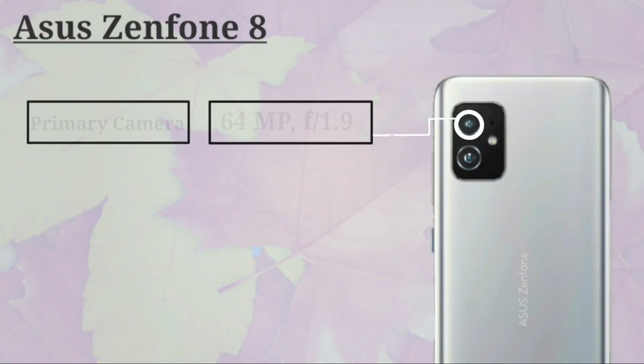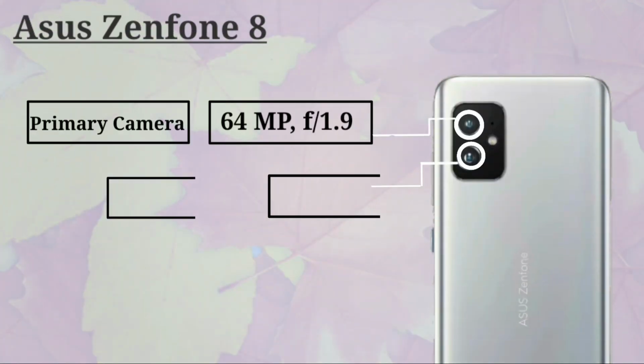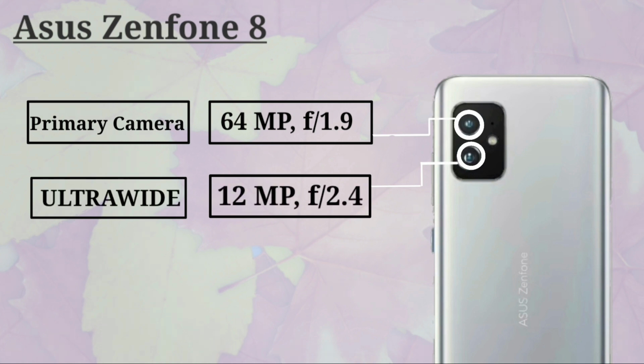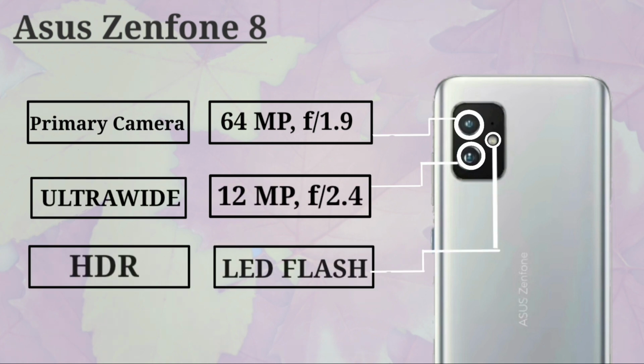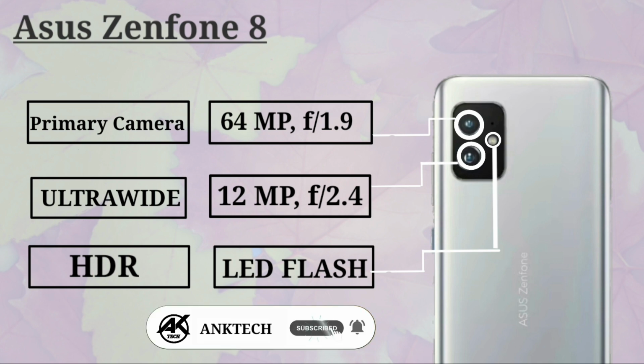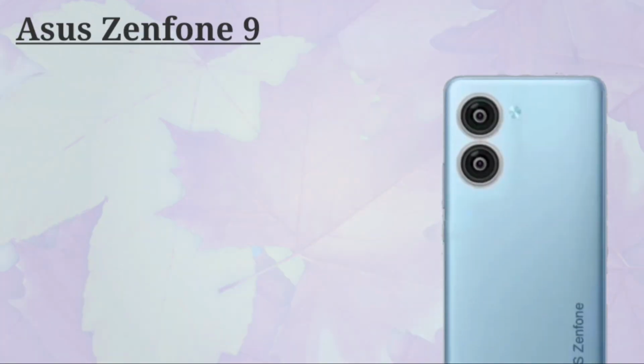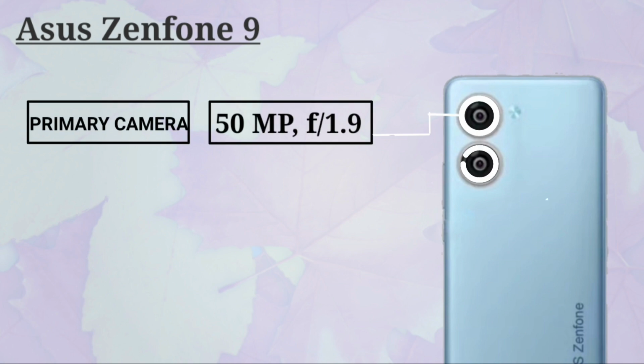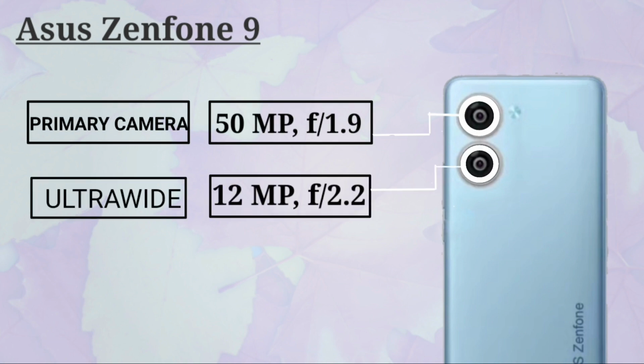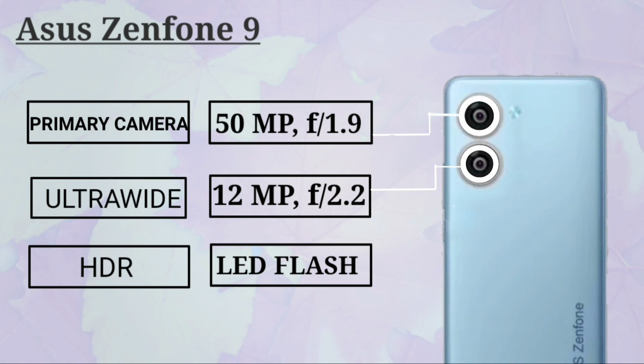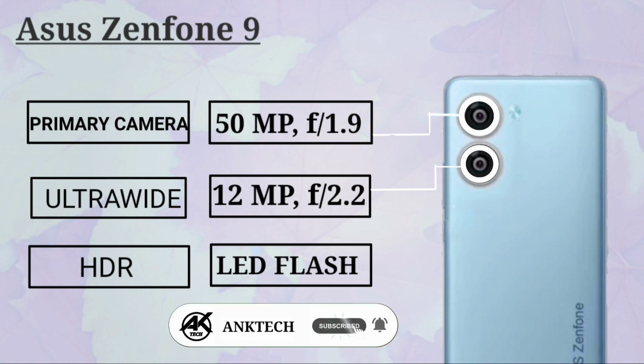Let's start with Asus Zenfone 8. It has a dual camera setup and its primary camera has 64 megapixel, aperture 1.9, ultra wide 12 megapixel, aperture 2.4, and LED flash. Let's talk about Asus Zenfone 9. It also has a dual camera setup and its primary camera has 50 megapixel, aperture 1.9, ultra wide 12 megapixel, aperture 2.2, and LED flash.